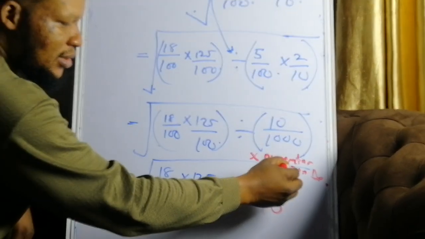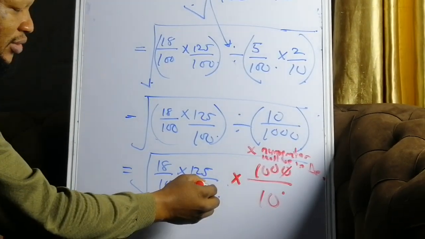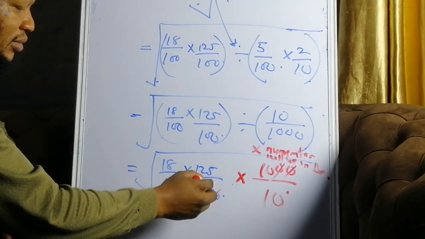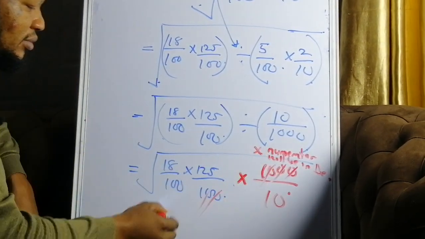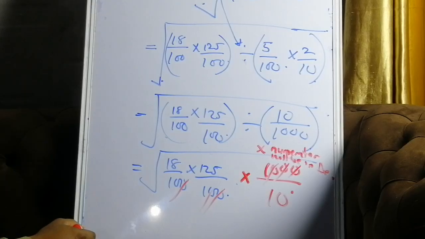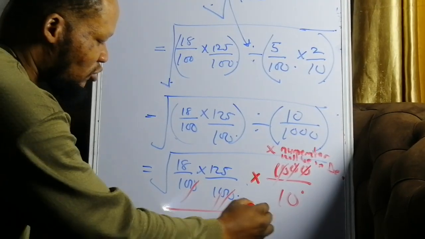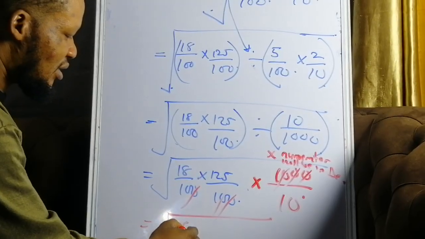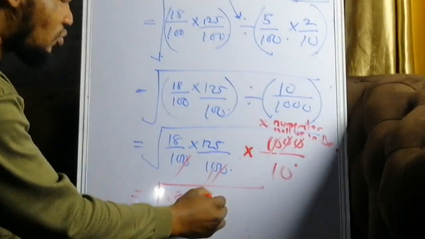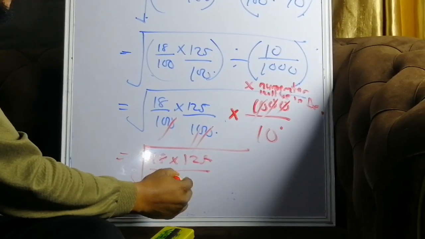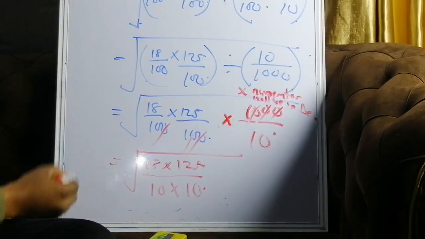So here I can cancel 0 here, I can cancel 0 here, I can cancel 0 here, and I can cancel 0 here. Which means I'm trying to simplify now. That's 18 times 125 over 10 times 10. 10 times what? 10.